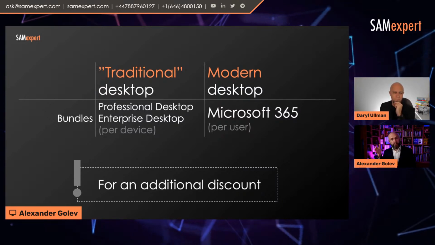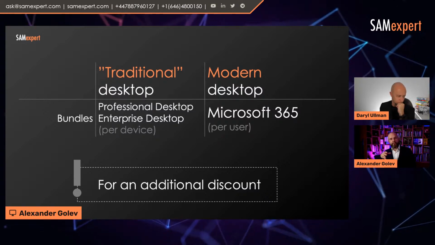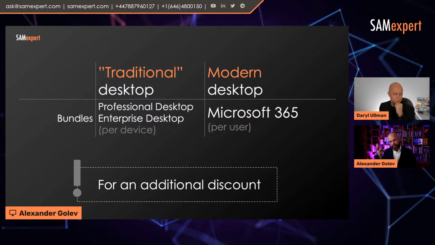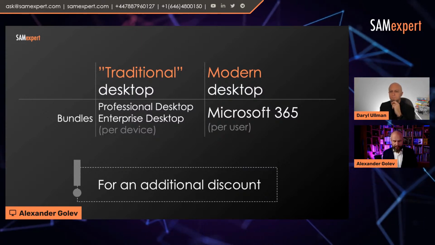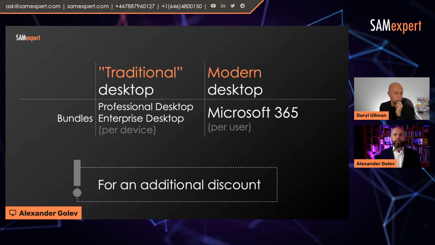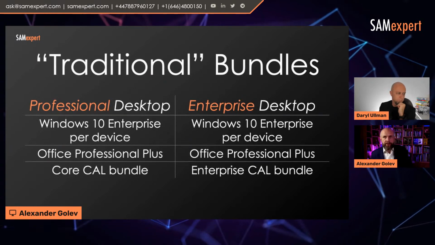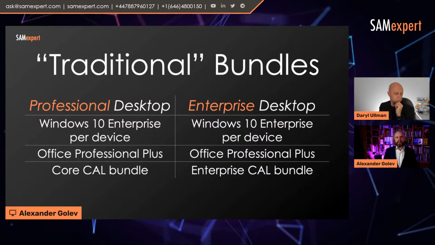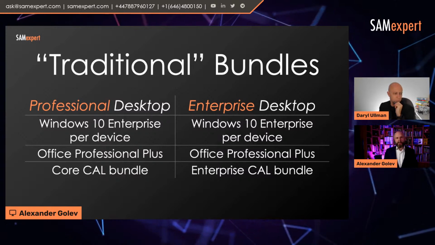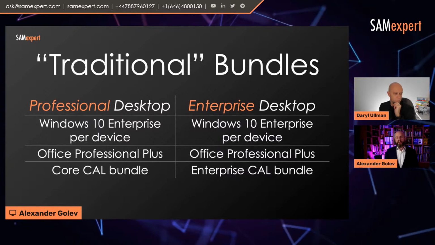And in the modern desktop, we have various flavors, various packages of Microsoft 365 with fancy names like you've probably heard already in this live, E3, E5, also F1, F3, and whatnot. And you buy them for an additional discount, as I said before. So traditional bundles, you may notice on the slide, the only difference between them is what client access bundle is included in that package. All the other components are the same. Office and Windows is exactly the same. Only the packages are different.